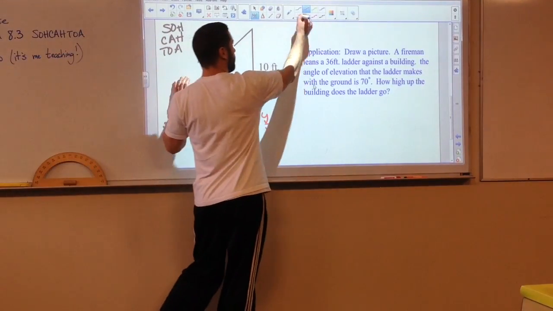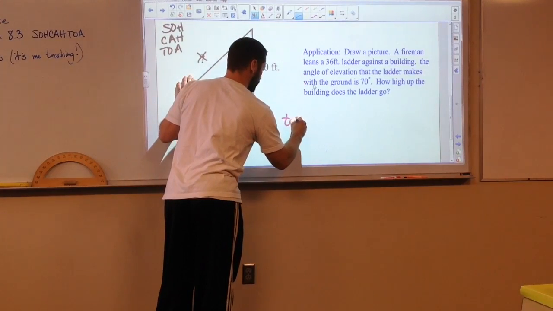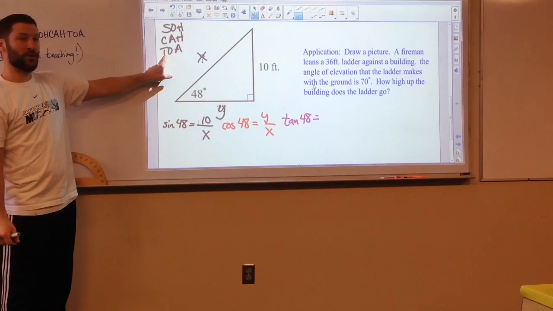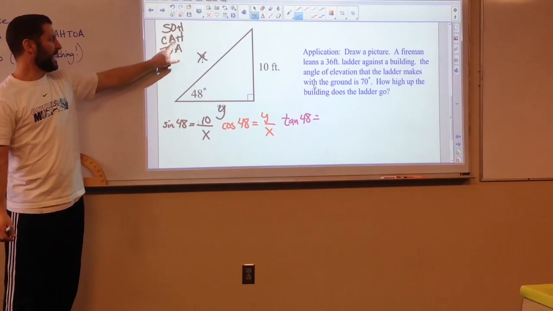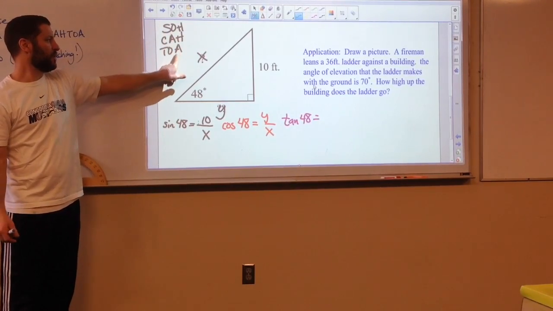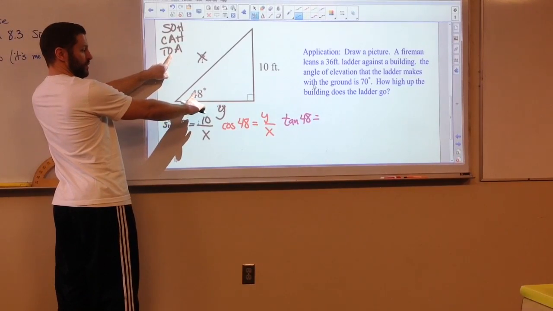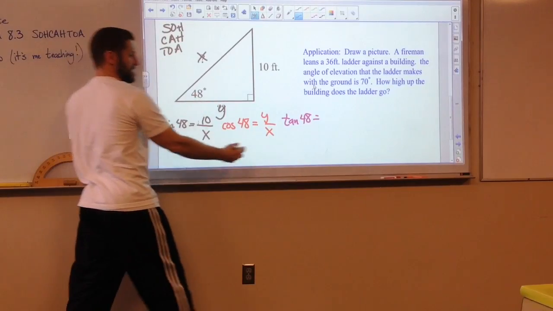And we got one more. The tangent of 48. Tangent stands for Toa. Soh Cah Toa. Toa. So O. Here's 48. What's opposite of 48? 10.